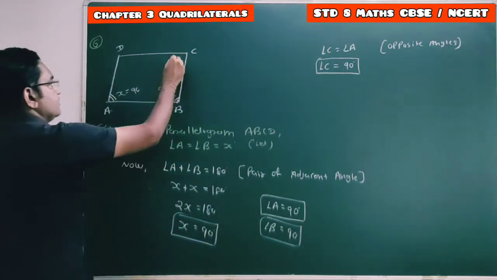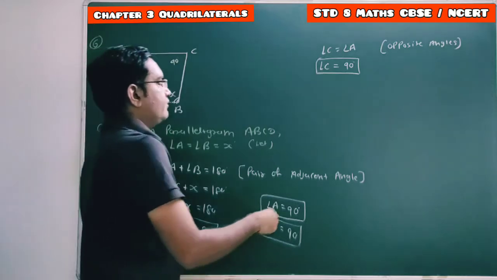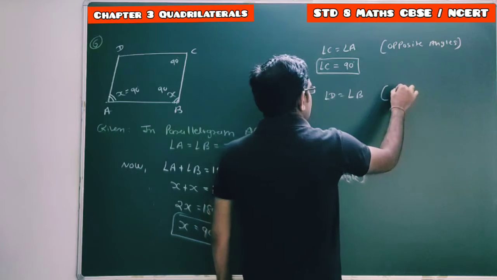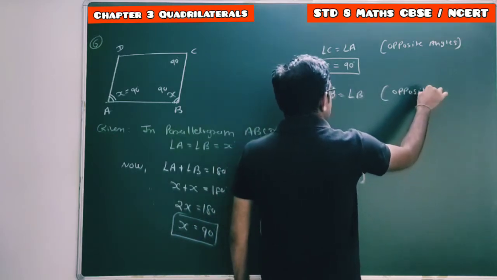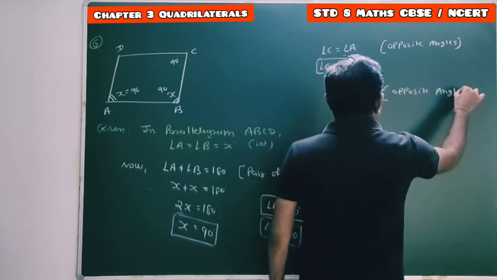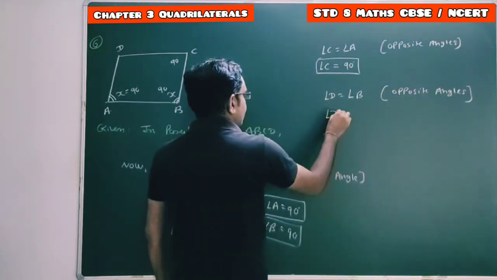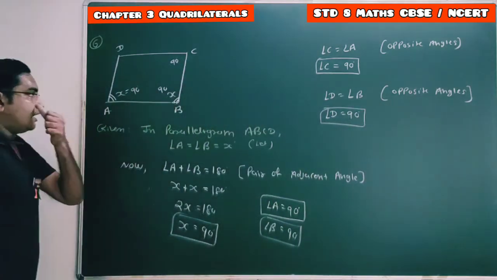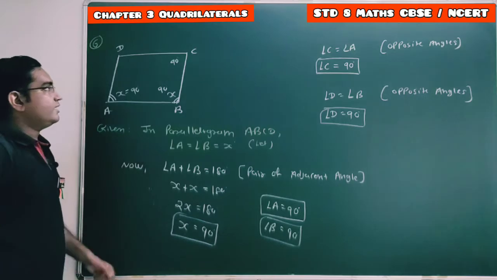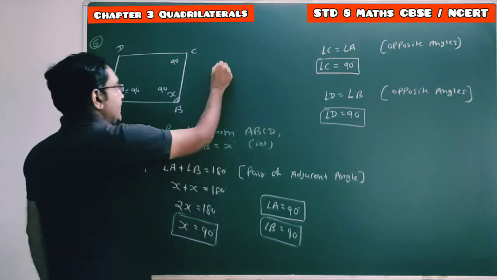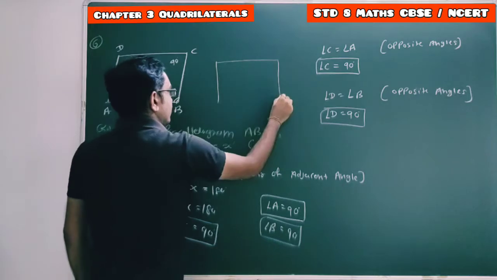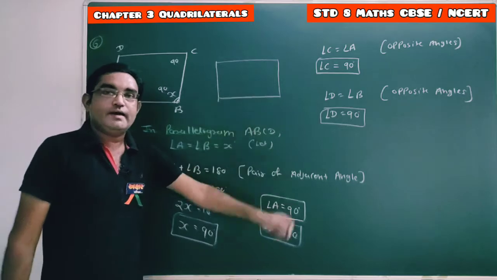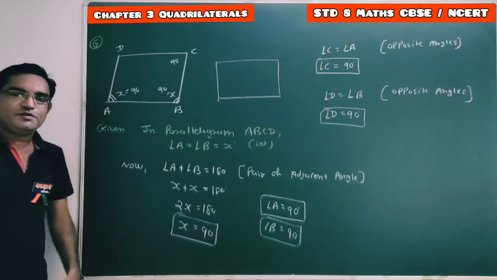What about this angle D? Opposite angles are equal, so angle D equals angle B. A pair of opposite angles. So the measure of angle D is also 90 degrees. So here in this parallelogram the measures of all the angles are equal. I am not able to show equal in the diagram, but actually the diagram will look like this. A parallelogram in which all four angles are equal, that is 90 degrees. So that parallelogram is nothing but the rectangle. Done. So pause this video and note it down.